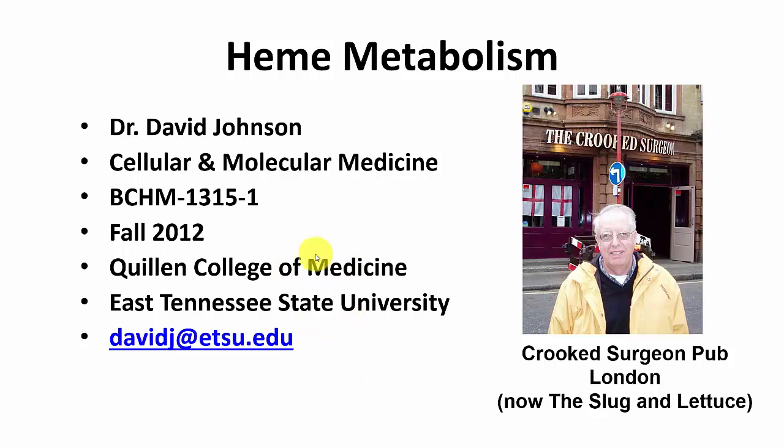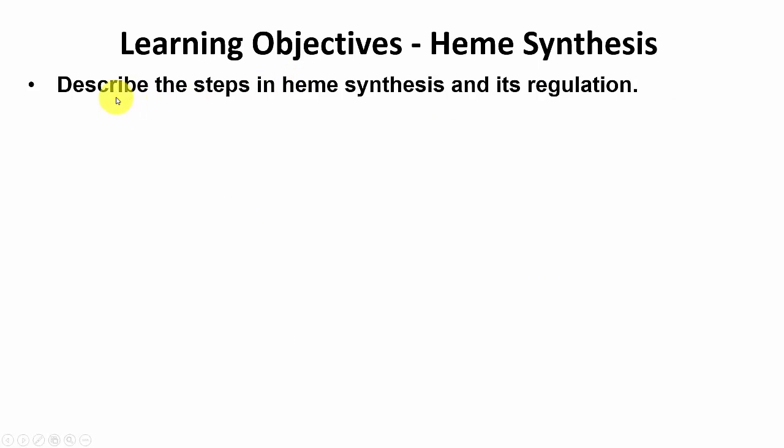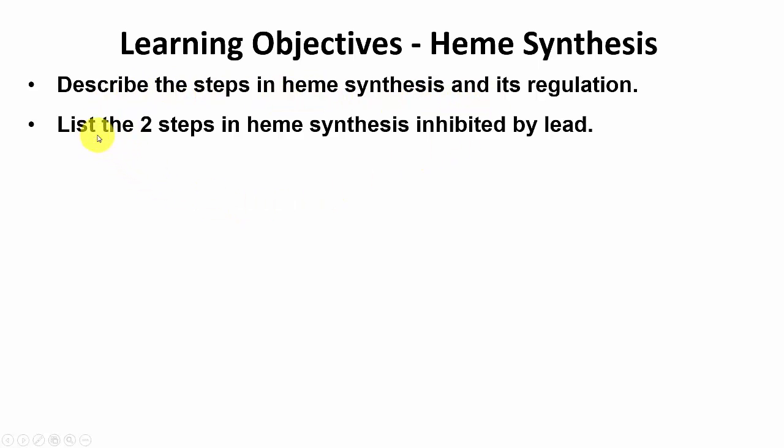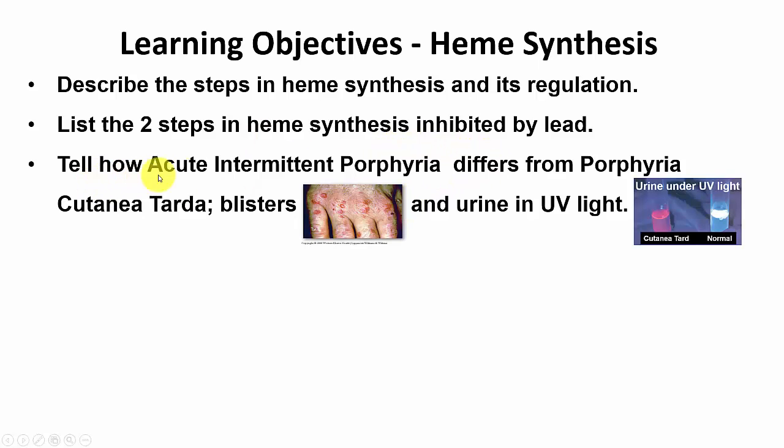This is my first, this is the only video on heme metabolism. I hope to cover it all in one video. The learning objectives are to describe the steps in heme synthesis and its regulation, list the two steps in heme synthesis inhibited by lead, tell how acute intermittent porphyria differs from porphyria cutanea tarda.